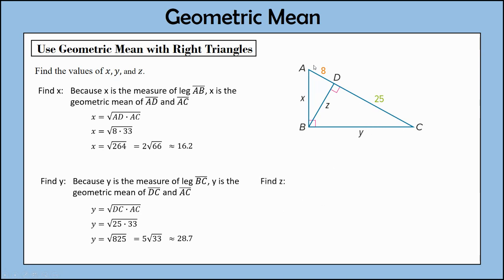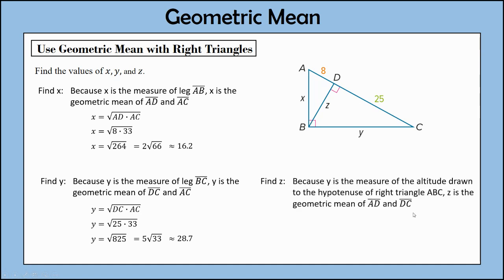Now finding Z. Z is the altitude. And that's the first one that we learned today. So the altitude is going to be the geometric mean of these two segments that it creates out of this hypotenuse. So the altitude Z is going to be equal to the square root of AD times DC. So that's the square root of 8 times 25, the square root of 200, 10 square root of 2, or about 14.1. So this distance is about 14.1.